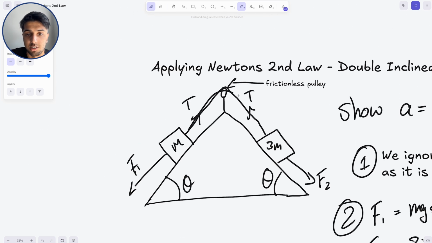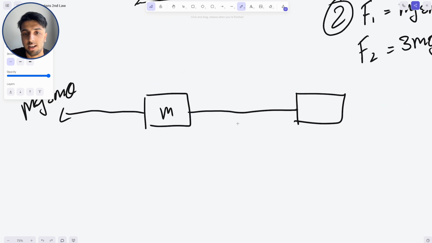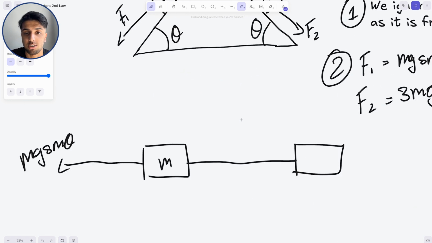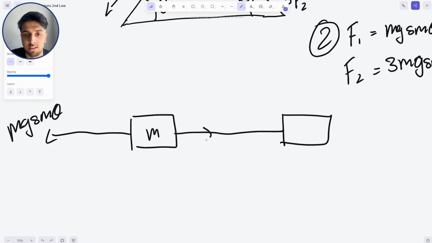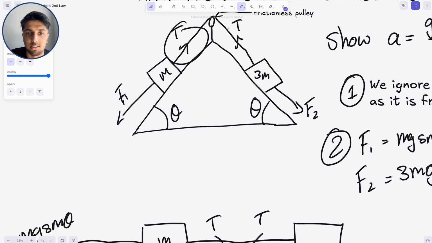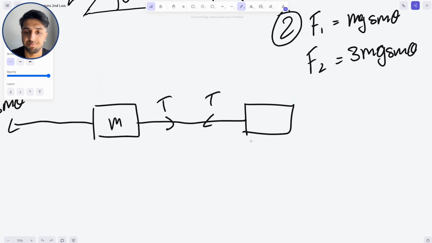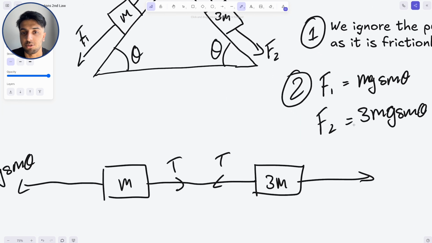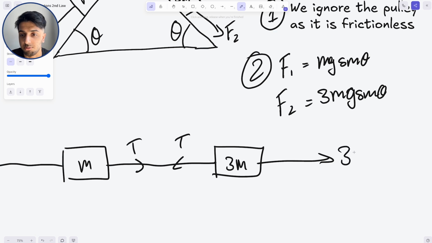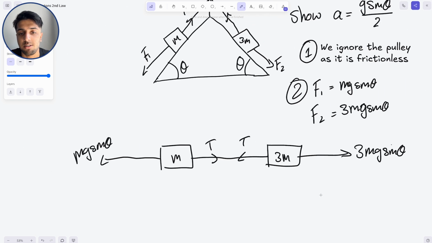This is this part of the string right here. Again, as the pulley is frictionless, we just ignore it. So there's a tension force going this way and a tension force going that way. But these are these two tension forces right there. This weight is 3m, and there's a force going that way, that is F2, so that is 3mg sine theta. Right, so we have our diagram now.